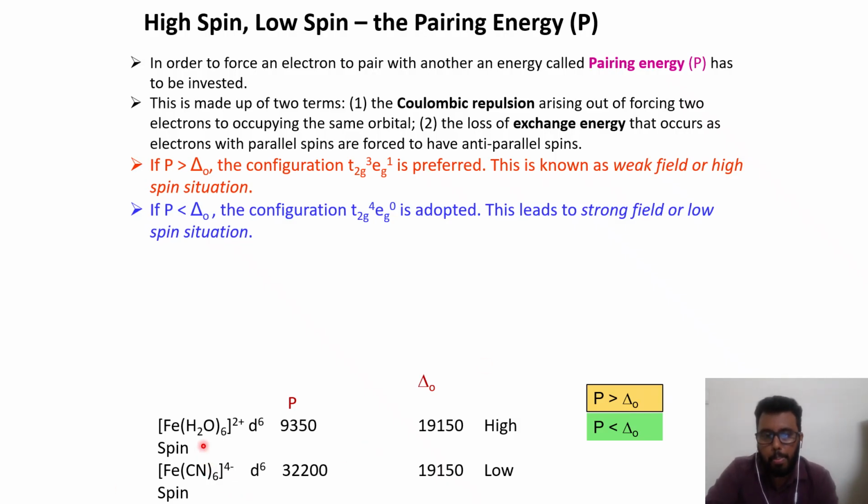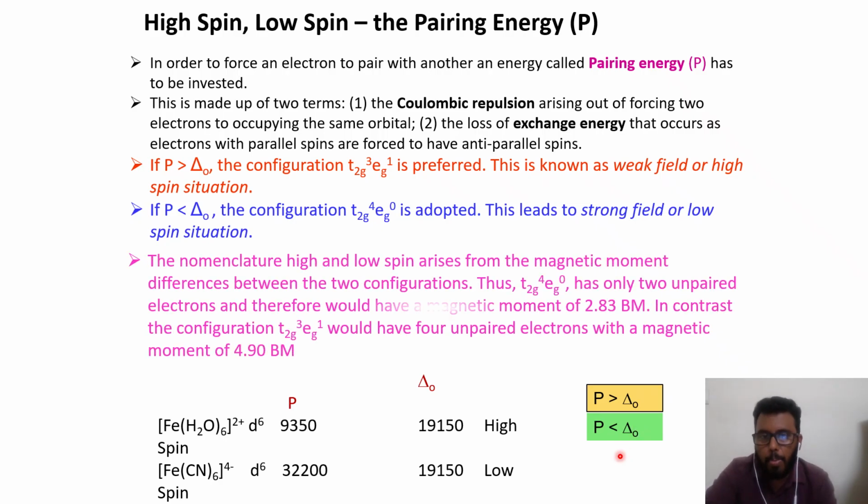So let's take this example, the hexaaqua ion complex, d6 system, and hexacyanide. Among aqua and cyanide, which is the strong field ligand? Obviously cyanide. So it has higher pairing energy, which means 32,200, and this has 9,350, and the Delta O splitting energies are also 1900, 150, and this is how the situation will happen. Pairing energy will be greater than Delta O for the first case, and pairing energy will be lesser than Delta O for the other. And also you can calculate the magnetic moment.